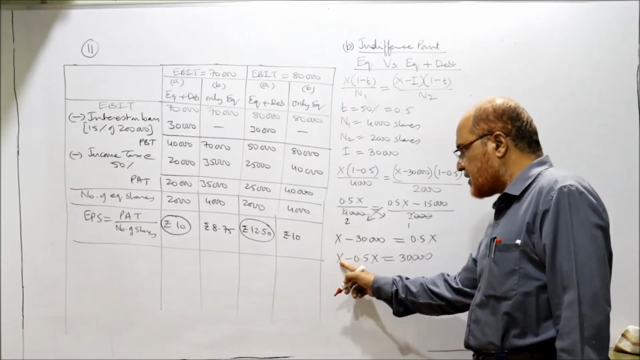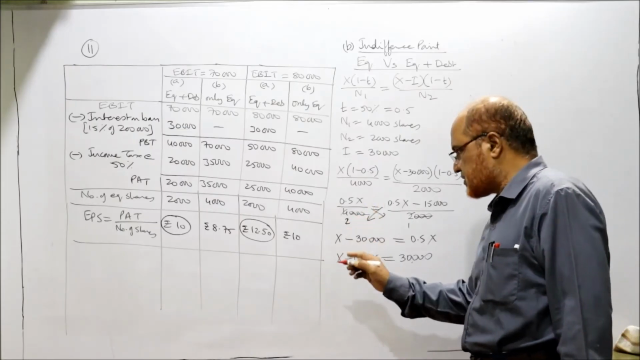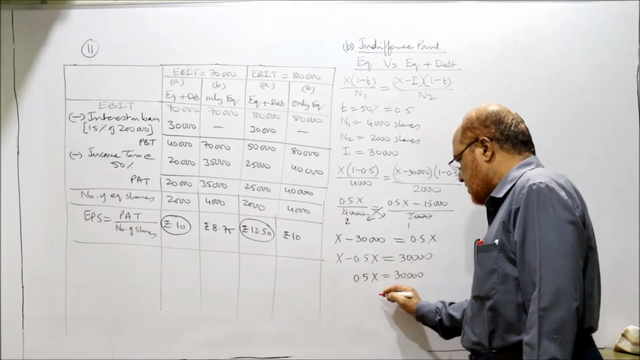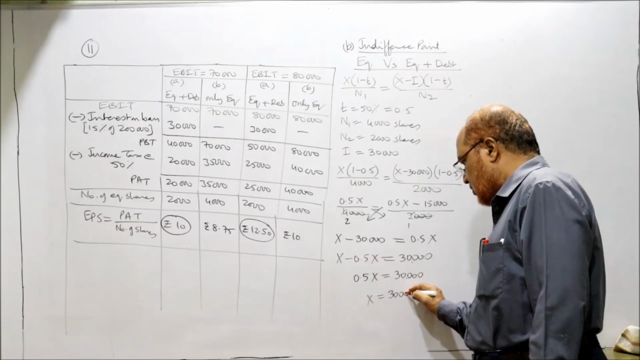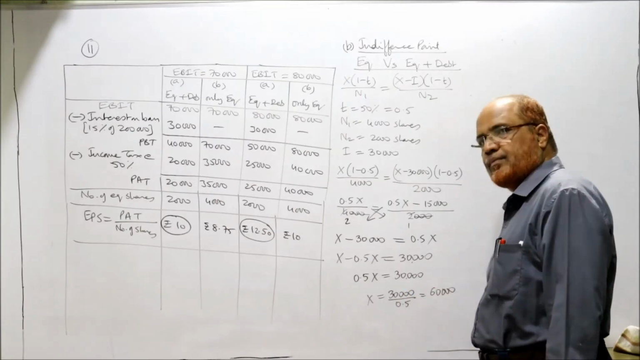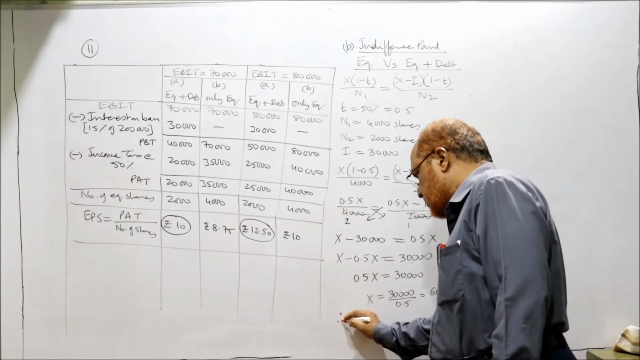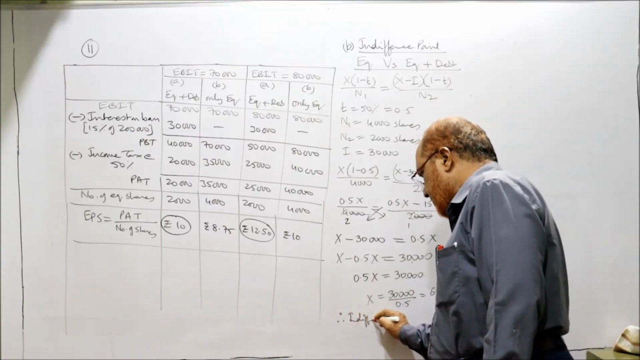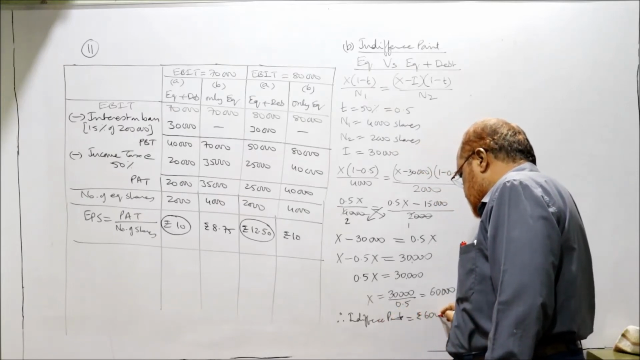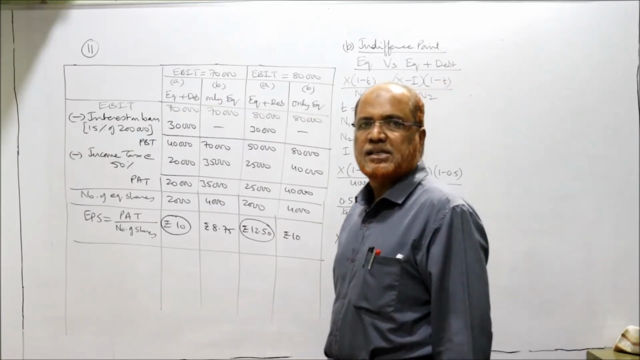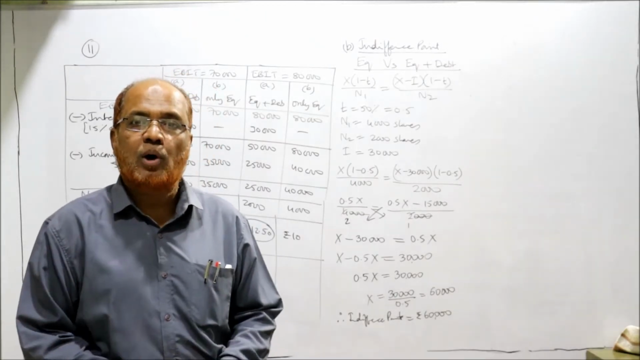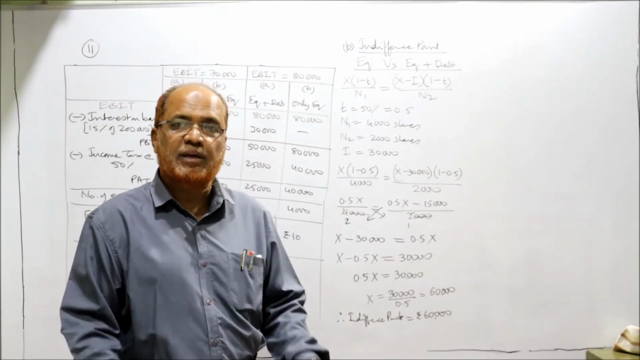1 minus 0.5 means 0.5x. So 0.5x is equal to 30,000. x is equal to 30,000 divided by 0.5, that is equal to 60,000. Therefore, the indifference point is equal to rupees 60,000. At 60,000 of EBIT, both plans will give the same EPS.